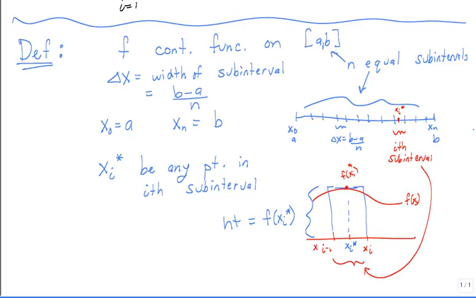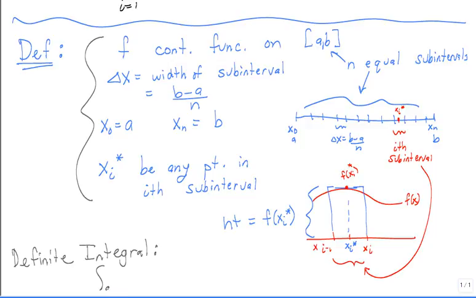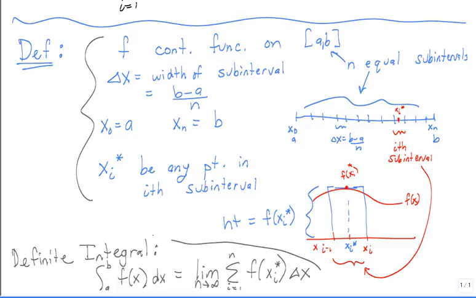Okay, then what are we defining? We're defining the definite integral. With these conditions, the definite integral is defined to be the integral, that's the integral sign, with the lower limit and the upper limit of the function, then f of x dx, equal to the limit as n goes to infinity of the sum from i equals 1 to n of f of xi star delta x. That's the definition of a definite integral.